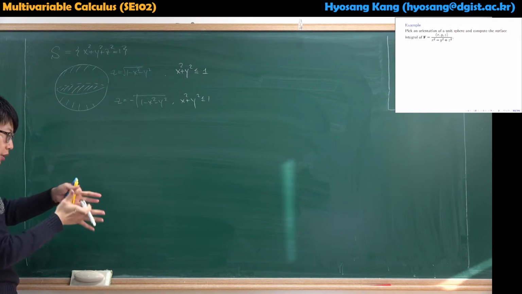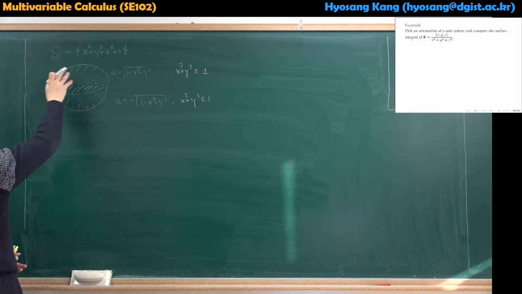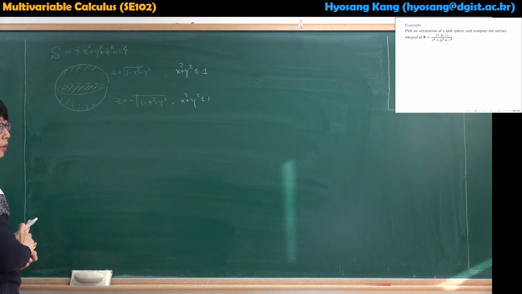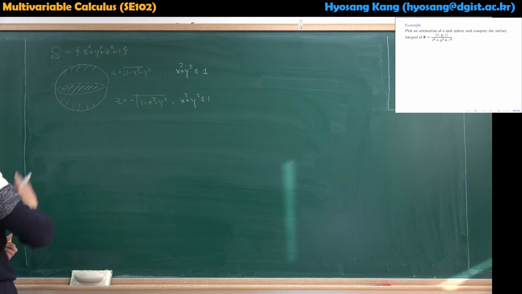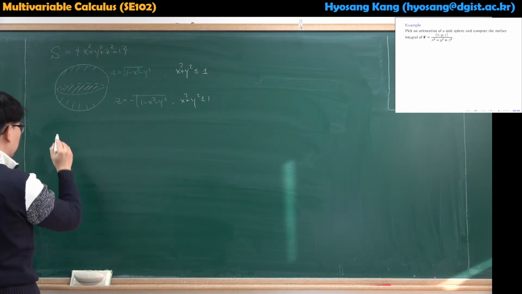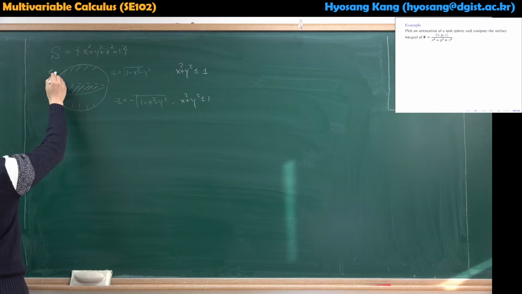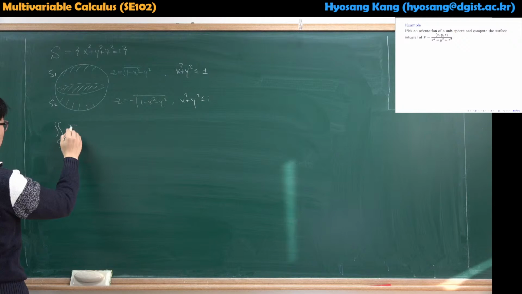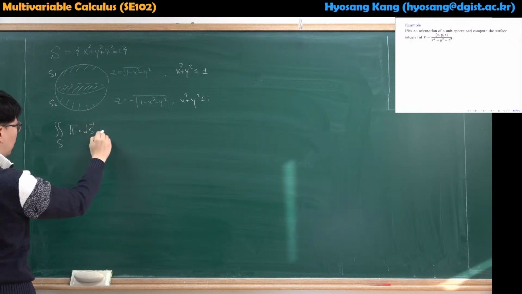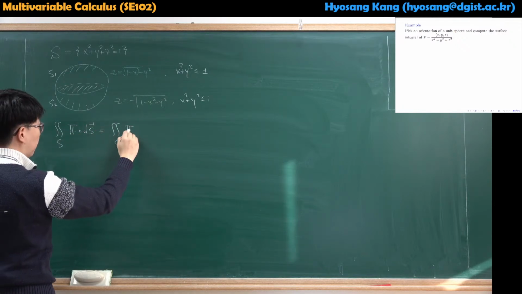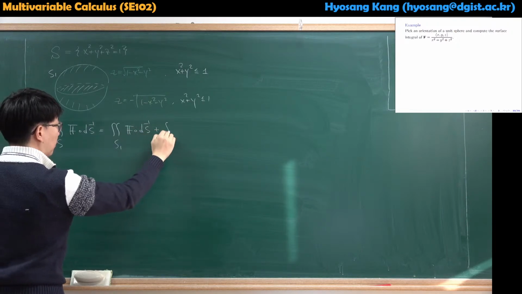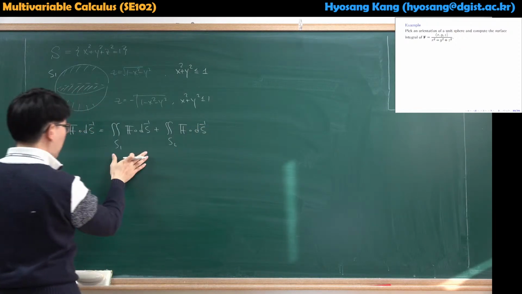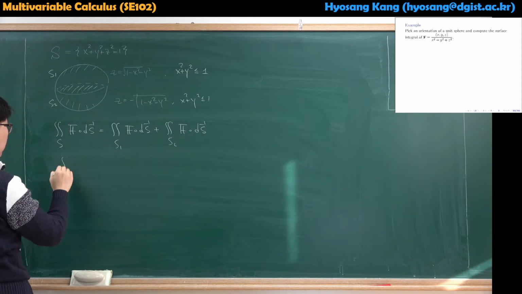And you have to split your integration. First you compute the flux over the upper hemisphere, and then the flux over the lower hemisphere. So let's take an upper hemisphere S1 and a lower hemisphere S2. So your integration of the vector field is split into two. And let's take the upper hemisphere first.